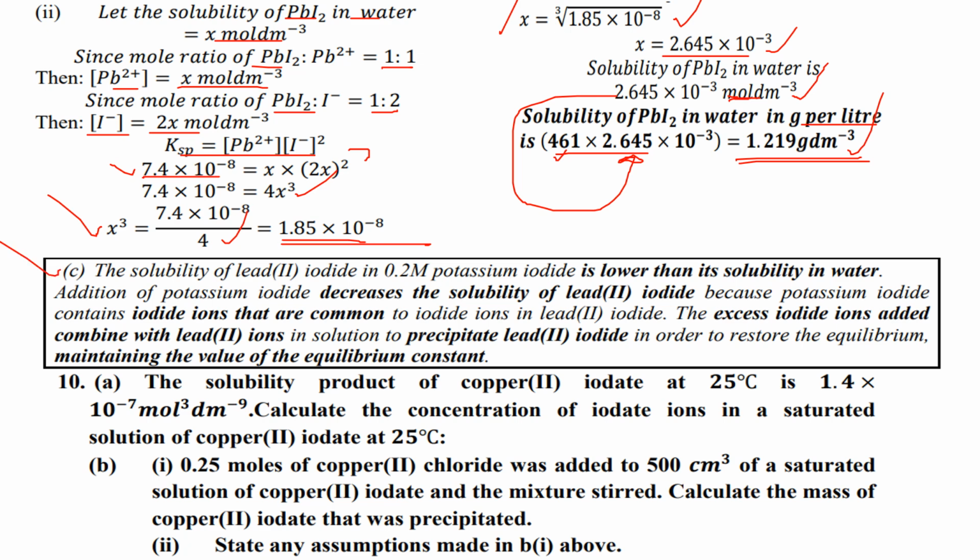Now, commenting or explaining part C, we are going to say that the solubility of lead iodide in 0.2 molar potassium iodide is lower than its solubility in water. And the reason for this is that additional potassium iodide decreases the solubility of lead iodide. Because if you see, potassium iodide and lead iodide contain iodide ions that are in common, which is the common ion effect. So we say that the excess iodide ions added are going to combine with the lead ions to precipitate lead iodide. And in this order, they are decreasing its solubility. But they do that so that they restore equilibrium and keep the value of the equilibrium constant.